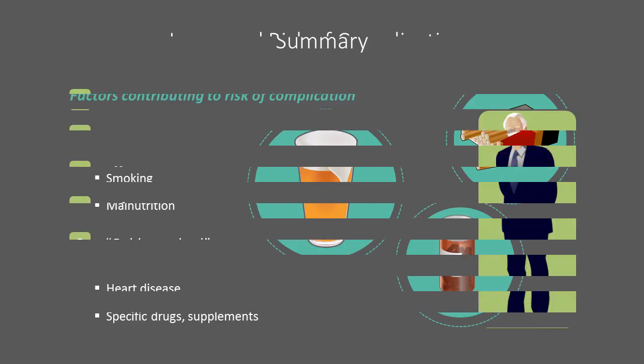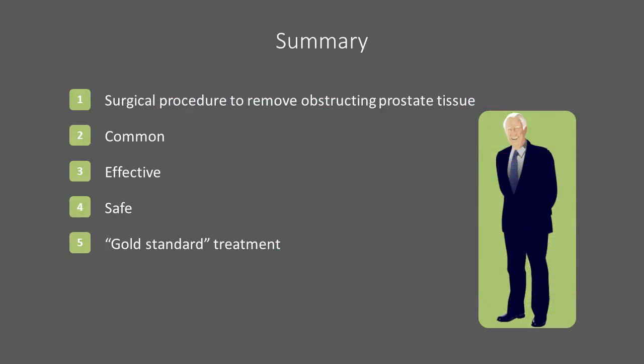To summarize, TURP is a surgical procedure used to remove obstructing prostate tissue, allowing urine to flow better and relieving bothersome urinary symptoms. It is one of the most frequently performed urologic operations due to its high effectiveness and low complication rate. It remains the gold standard against which other treatments for an obstructing prostate are measured.